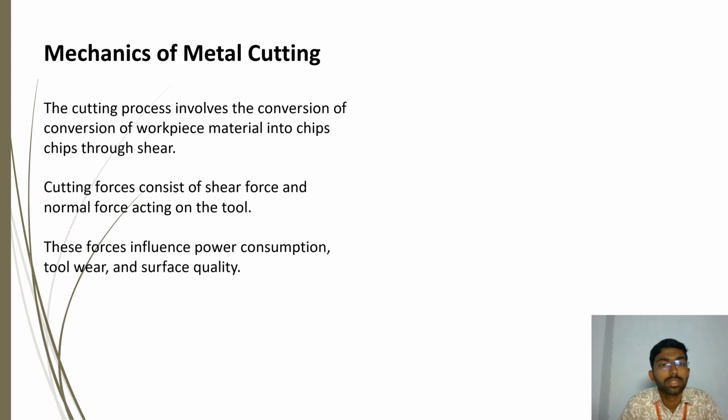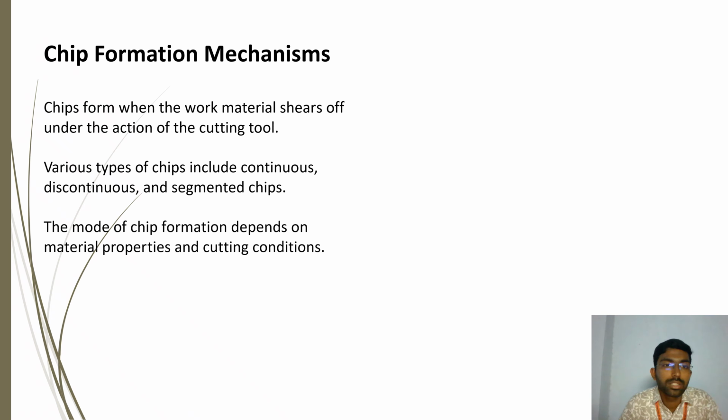Chip formation mechanisms. Chips form when the work material shears off under the action of the cutting tool. Various types of chips include continuous, discontinuous, and segmented chips. The mode of chip formation depends on material properties and cutting conditions.